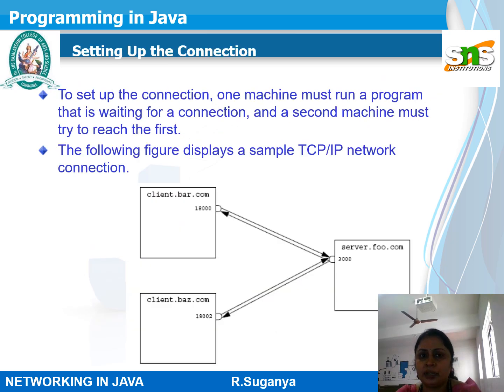Now we are going to see how to set up the connections in the socket. Here in the diagram we can see two clients and one server. The server always responds to many clients. To set up the connection, one machine must run a program that is waiting for a connection, and a second machine must try to reach the first one. So here we can have lots of clients, and one server will respond to multiple clients. We can say it is a multi-programming concept.